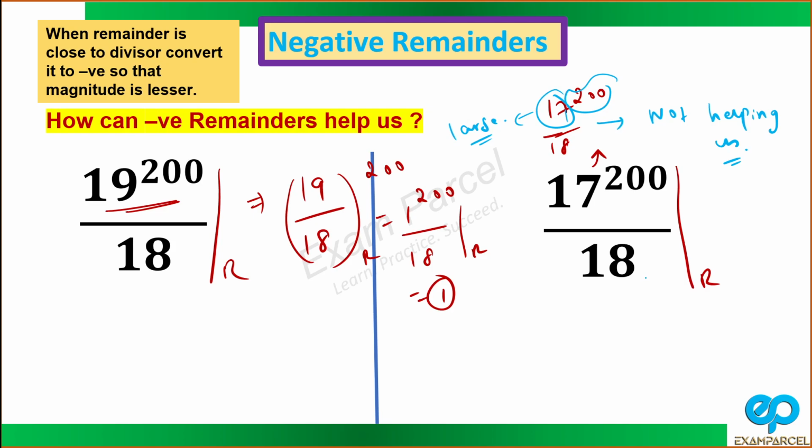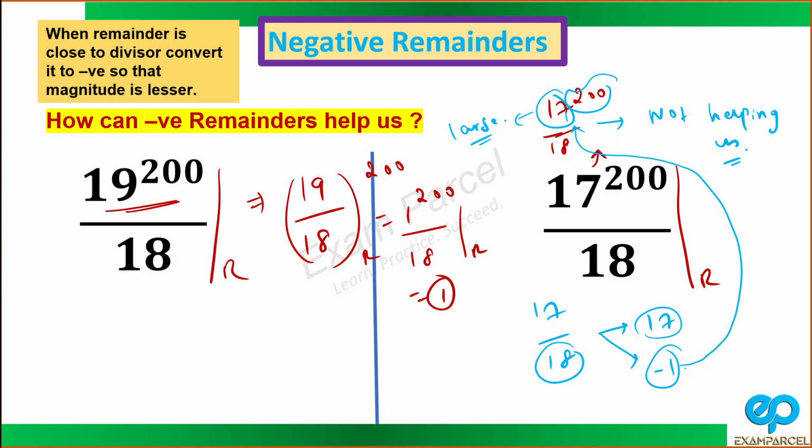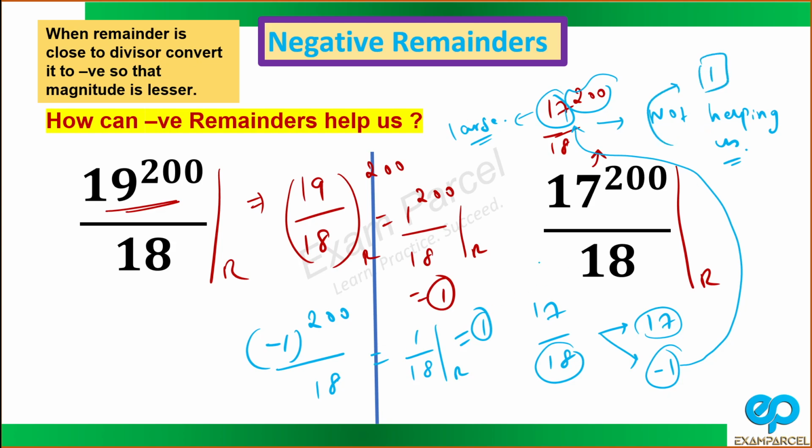Fine. So it means that I need the negative remainder. So 17 by 18, if 17 is the positive remainder, so the negative remainder would be, I need 18, right? From 17, so I need 1, and minus 1. So minus 1 is the negative remainder. So if I replace this 17 by minus 1, the negative remainder, this can help us, right? So minus 1 raised power 200 divided by 18. Now minus 1 raised to an even power, so obviously this is going to be plus 1 by 18. So this will give us a remainder of 1. So finally we got our answer as 1.